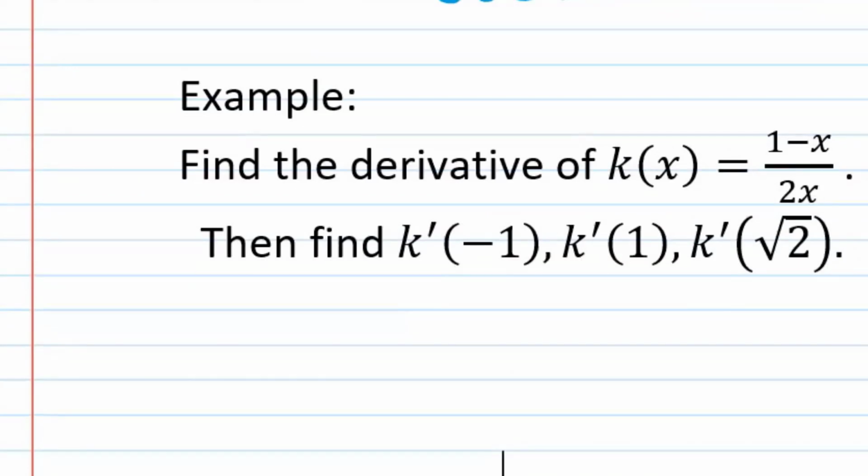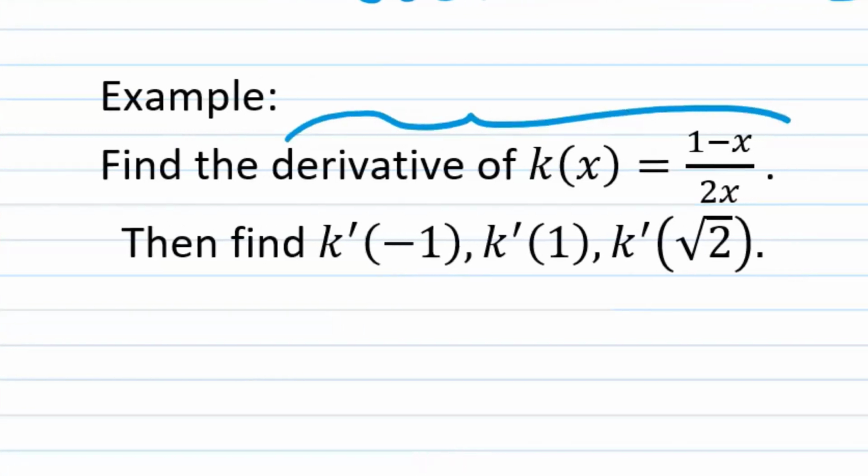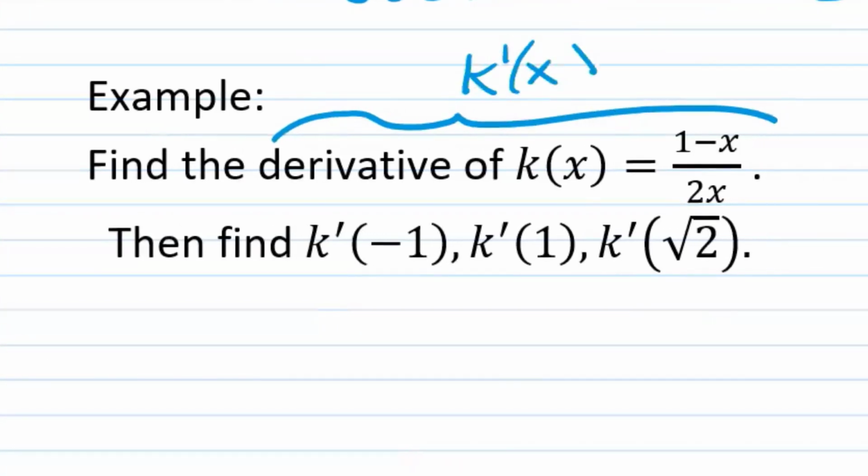So remember, when you find the derivative, you're going to get a function. This is asking you to find k prime of x, the derivative. It did not specify a particular value. So what you would do is find the limit of the difference quotient with just x's and h's, not plugging in a particular value. But then at the end, we can use that function that we find, the k prime function, and plug in and see what values we get. Okay, so let's try this.